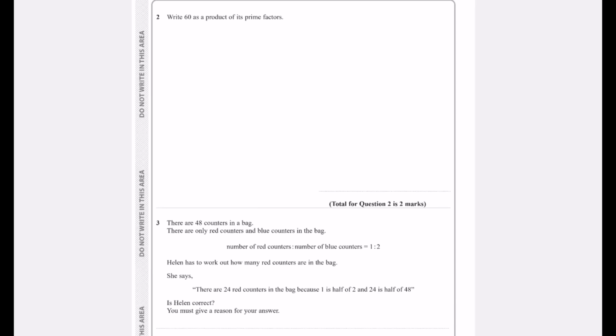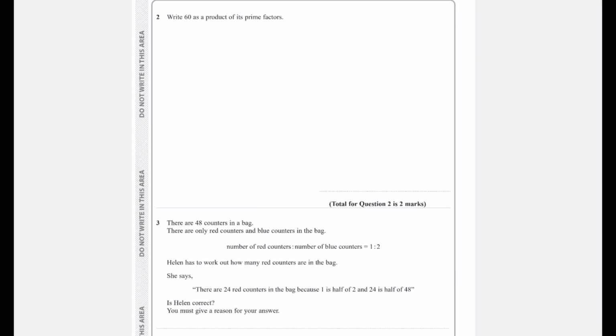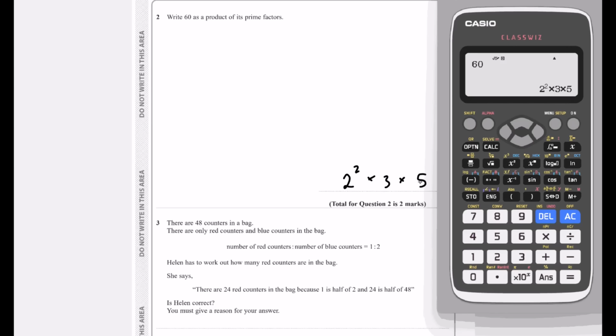Question 2, write 60 as a product of its prime factors. We can actually do this one in the calculator. Press 60, get it into the answer, and then press fact. So shift fact. We get 2 squared times 3 times 5. 2 squared times 3 times 5 makes 60.